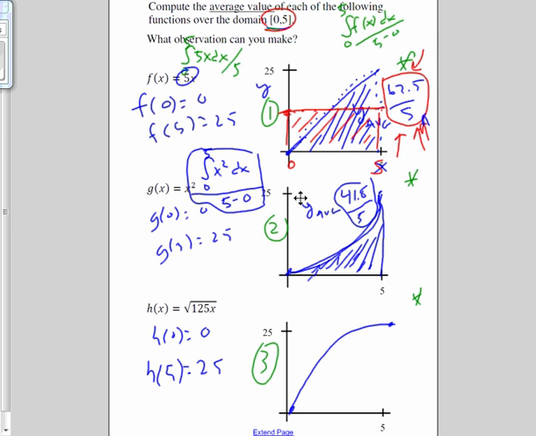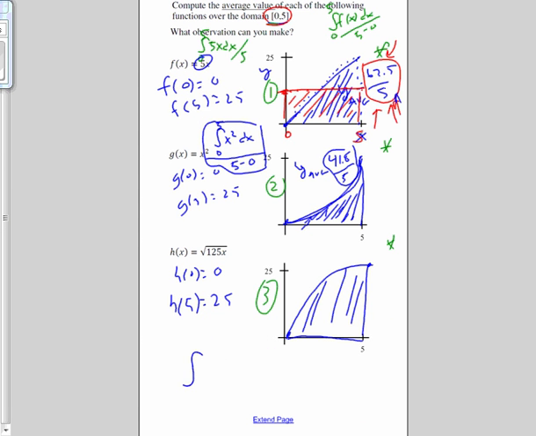Well, before we answer why, let's look at the next one. So in the next one, to find the y average, I'm going to find the total area and then divide it by the x value to find the average y. So I'm going to take the total area, which is the integral from 0 to 5 of the square root of 125x dx. I'm going to find that total area, and then divide it by 5 minus 0 to get my average y.